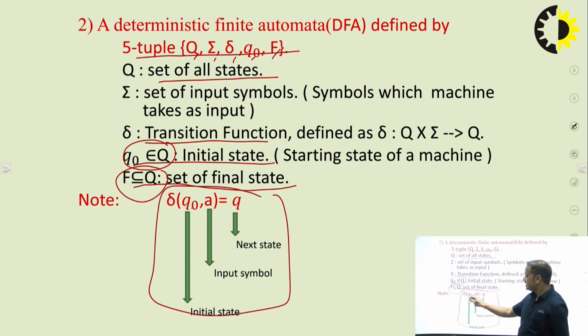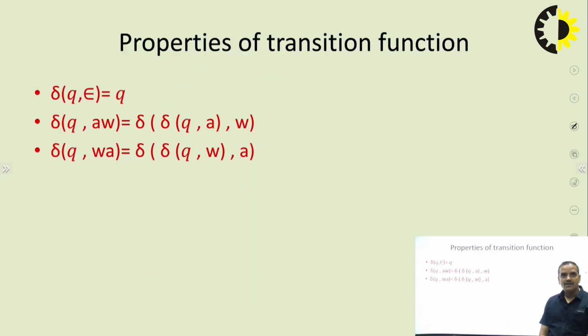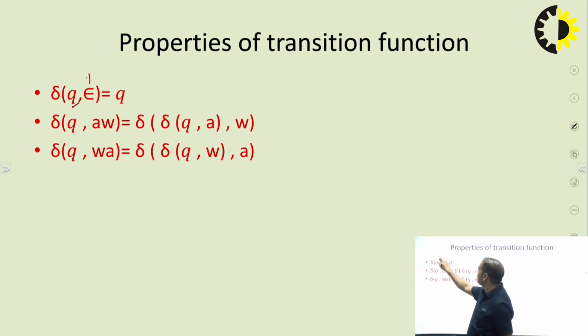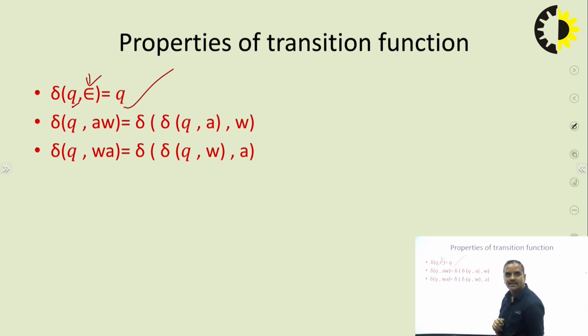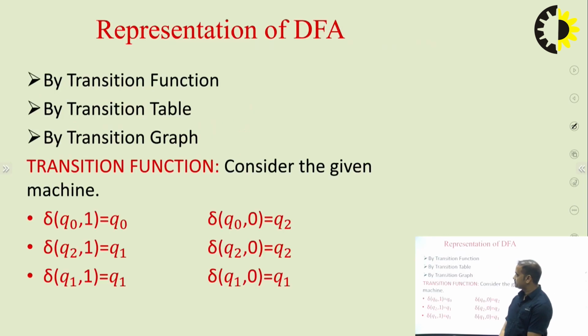This is the format of the transition function. This is the initial state, this is the input, and this is the next state. Here we have to discuss all the points used in representing the transition function. Properties of the transition function: here we have taken state Q. If the input is null, then there is no change of state; the state is as it is. If you take state Q and the string AW, then first we take A as input and then process W after that. Here W is the string and A is the symbol.